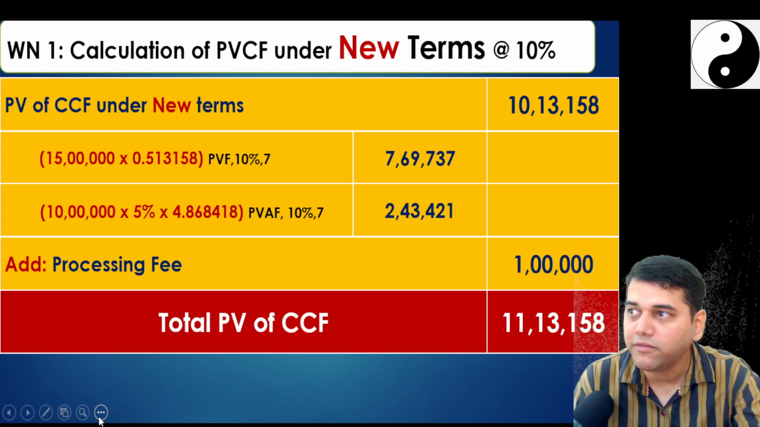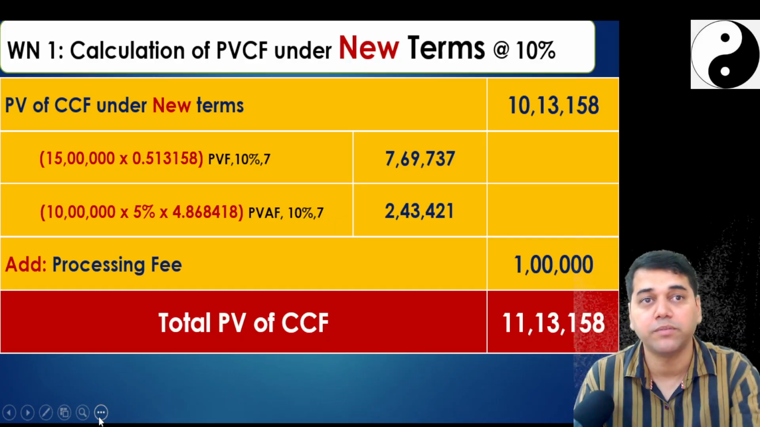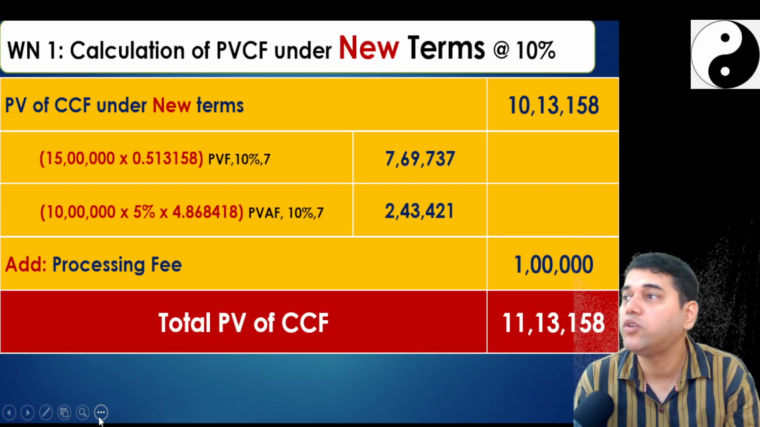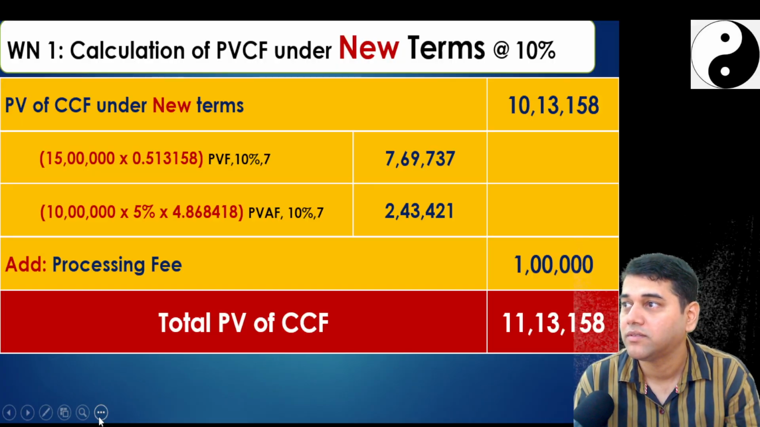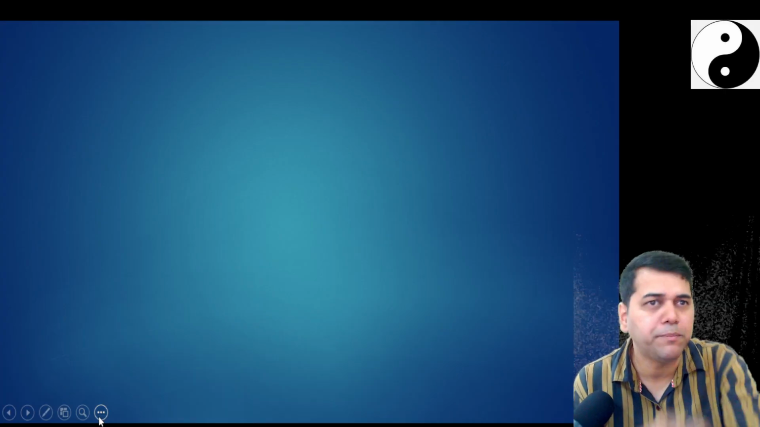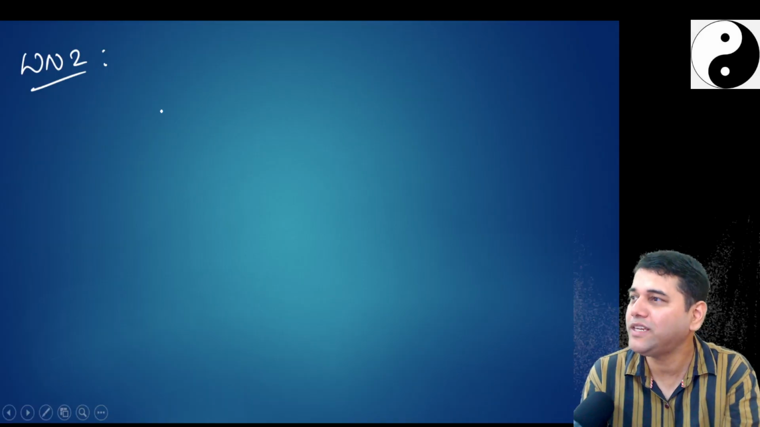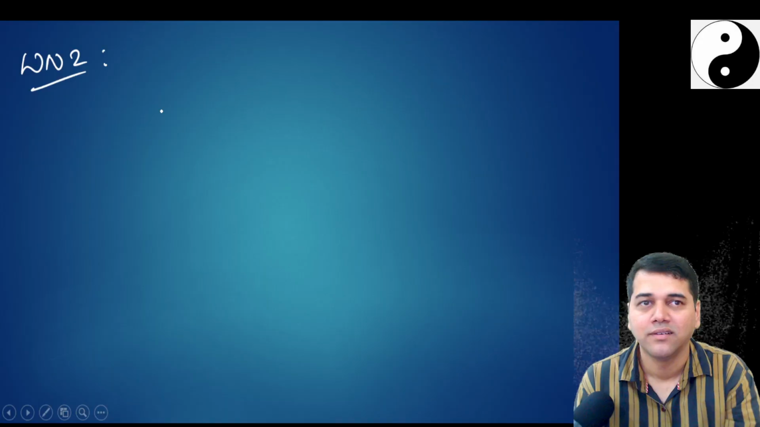What is my present value of the future cash flows under old terms at 10%? What is my old cash flows? 10 lakhs only. Okay. What we will do, we will simply prove it. Working note number 2. We know that. Actually, we need not calculate. We know it because it is a bullet payment.